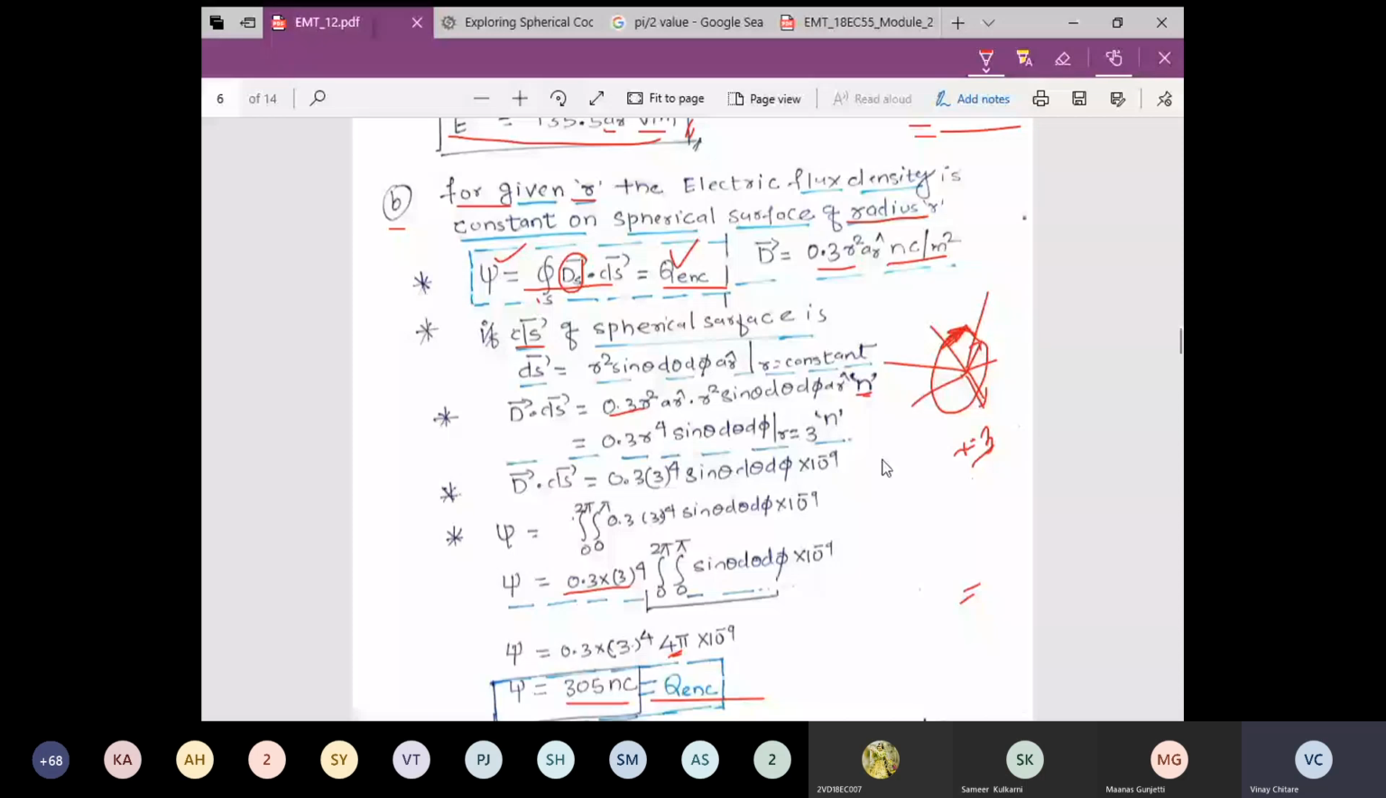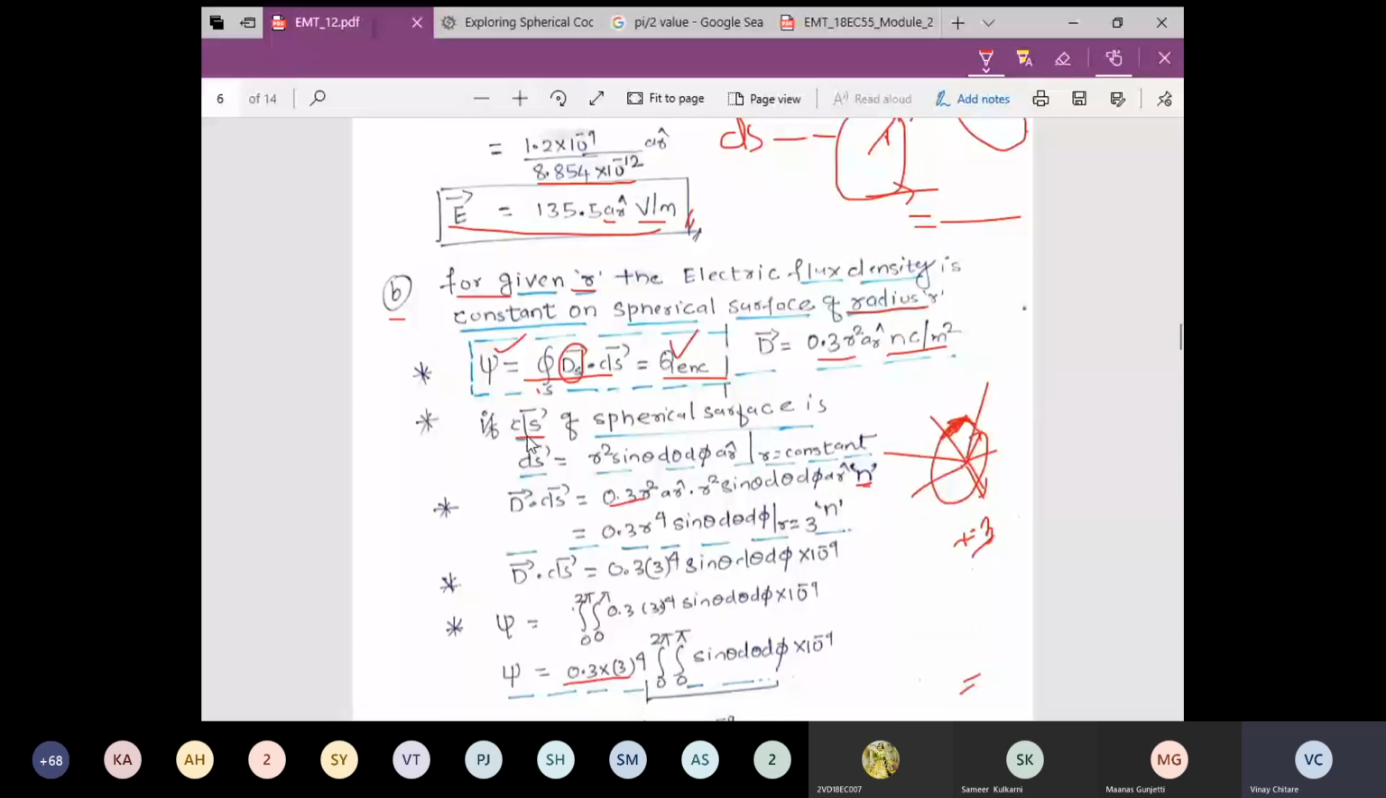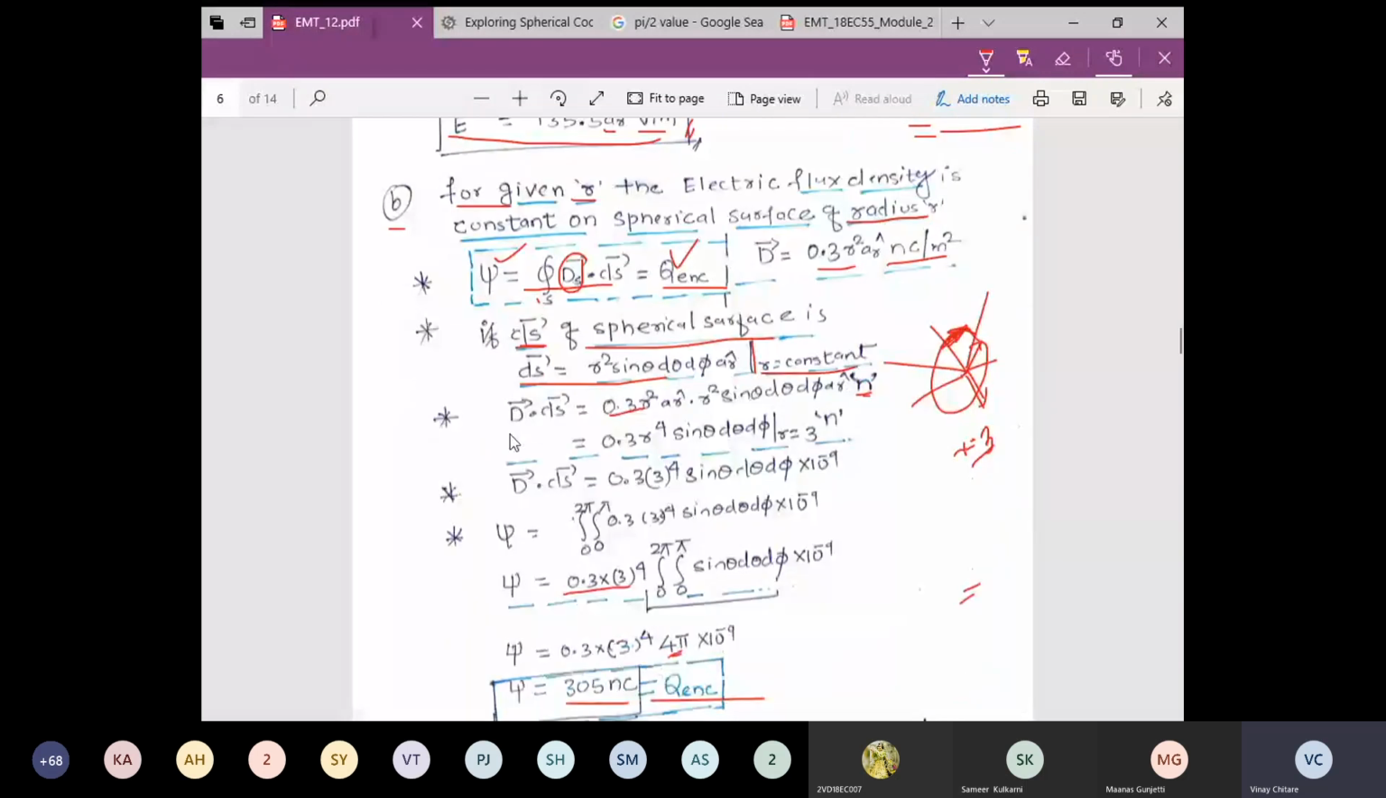We can find a differential area of the sphere. And just now I told how to find the differential area of the spherical surface. It is given by r square sine theta d theta d phi aR hat, and on this particular spherical surface r will be constant. And you could see that's what I did. I followed the mathematics.